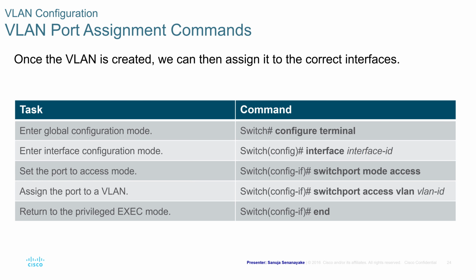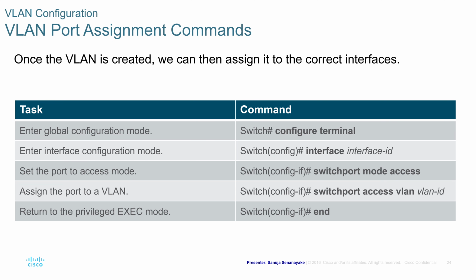VLAN port assignment commands. Once the VLAN is created on a Cisco switch, we can assign it to the correct interfaces. You can do that by again going into global configuration mode with the config T or configure terminal command. Then you're going to enter the interface command, and then select an interface. It could be FE01 or whatever the interface is. On the next slide, I will briefly show you what it looks like.